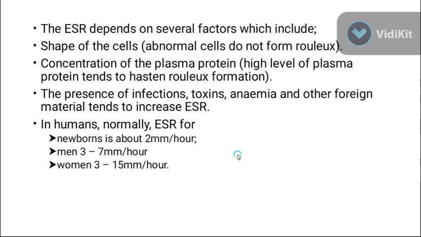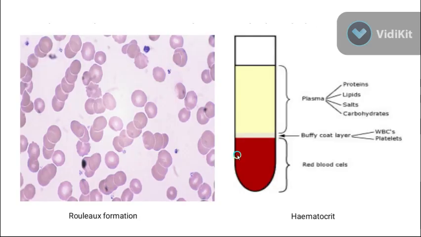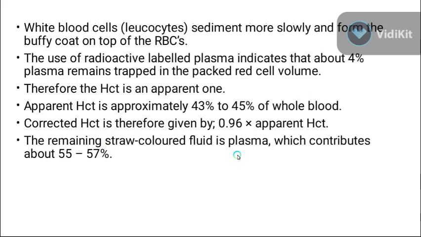In humans, normally, ESR: newborns is about 2 mm per hour. Men 3 to 7 mm per hour. Women 3 to 15 mm per hour. White blood cells, leukocytes, sediment more slowly and form the buffy coat on top of the RBCs.